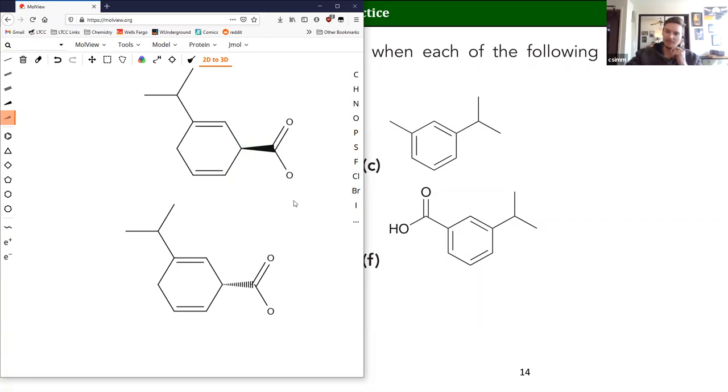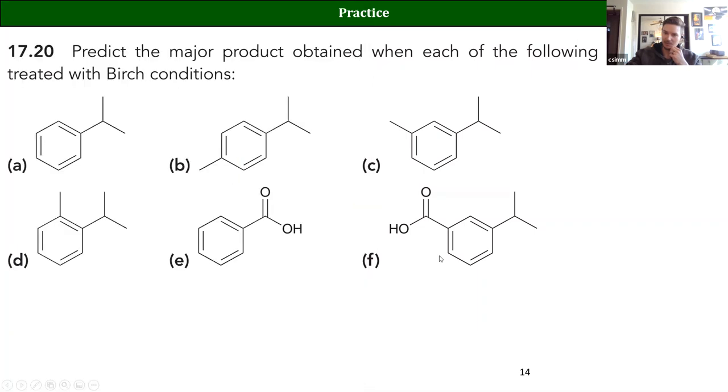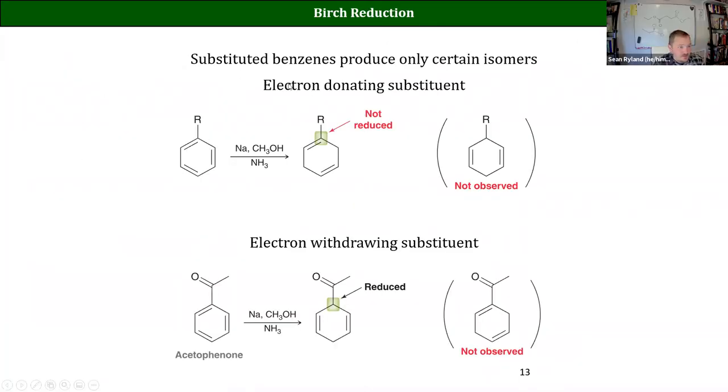And this is the one that's happening in liquid ammonia with sodium and a proton source? Correct. So you will frequently just see it referred to as, then we performed a Birch reaction or Birch reduction. And the way that that is done is with sodium metal with a stoichiometric amount of methanol in liquid ammonia as the solvent. So this is all happening under these conditions.